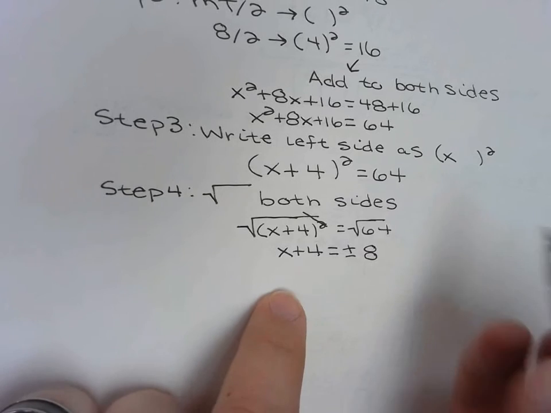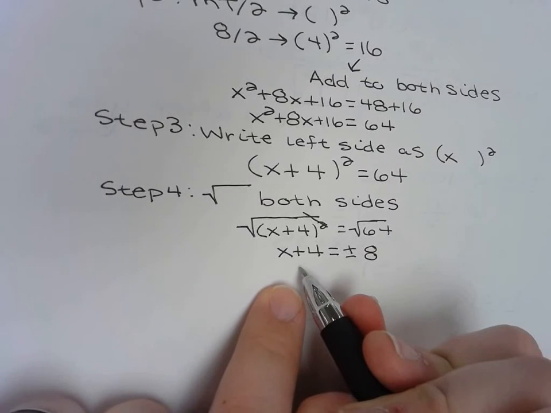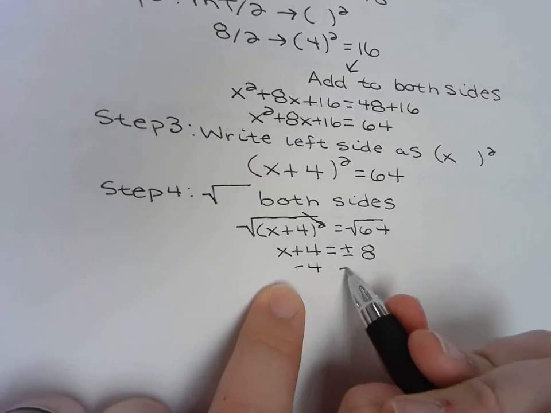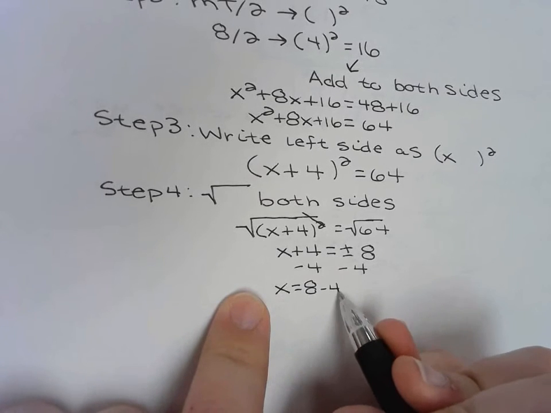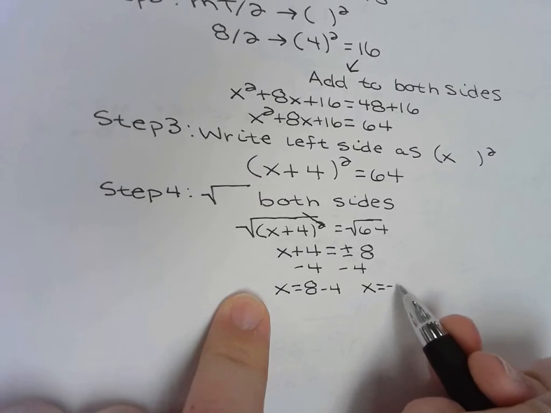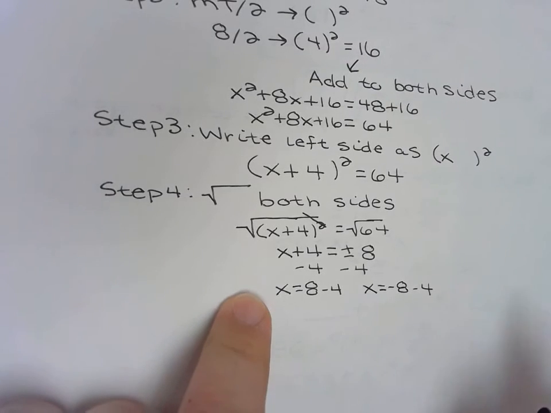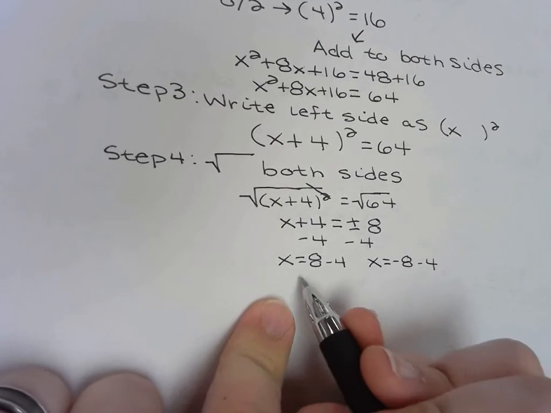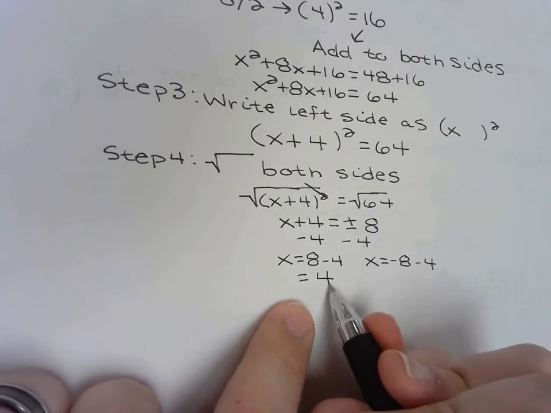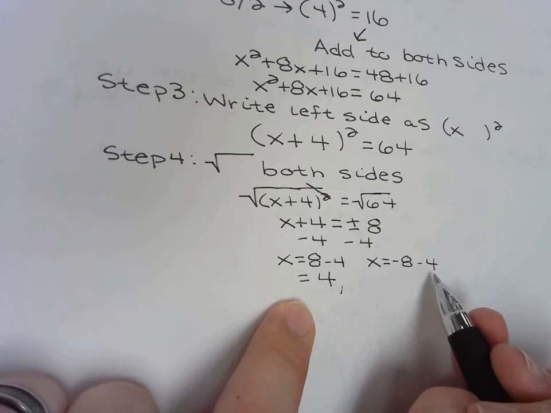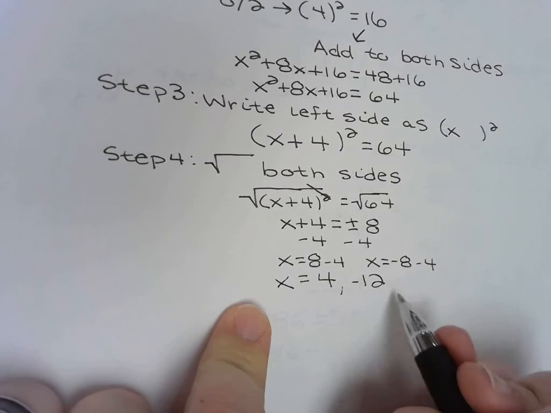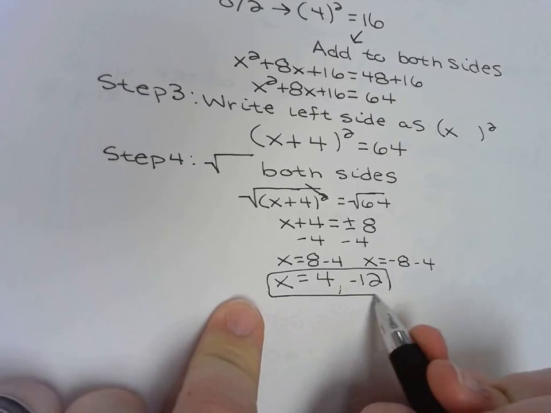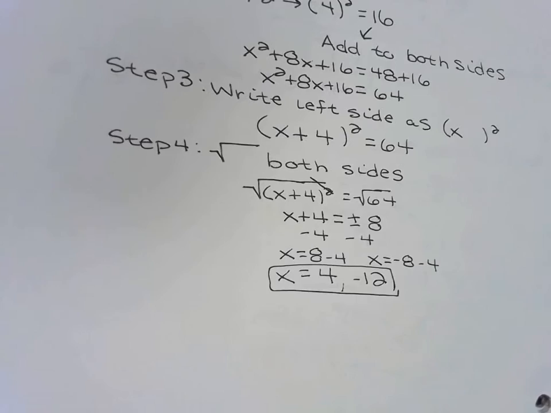And then how do I solve for x? Subtract 4 from both sides. So x equals positive 8 minus 4, and x equals negative 8 minus 4, because it's plus or minus 8. 8 minus 4? 4. Negative 8 minus 4? Negative 12. So those are my two answers.